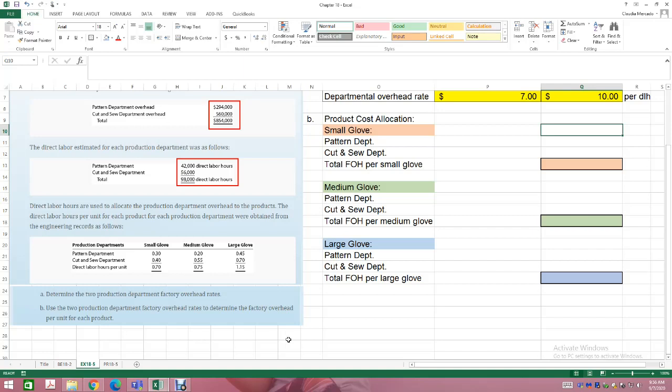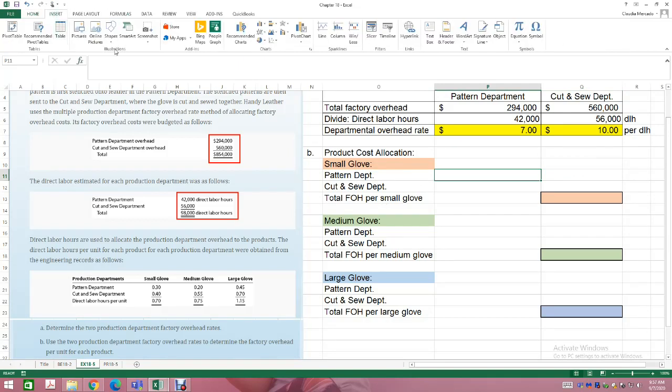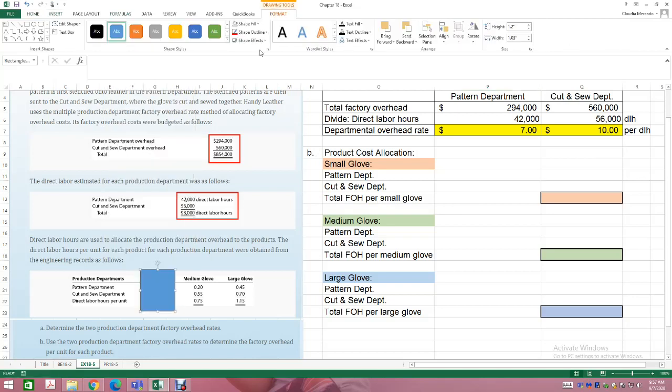So let's start off with the small glove. We're going to break down the cost between the two departments, which are the pattern and the cut and sew. Let's start off with the pattern department. Where am I going to get this information? We're focused on the small glove.